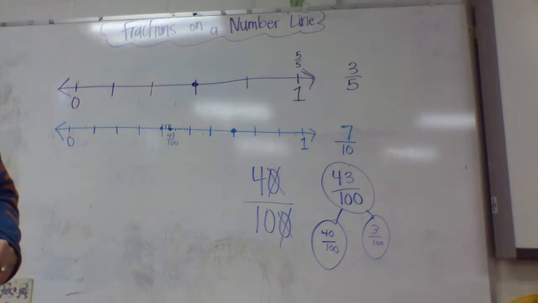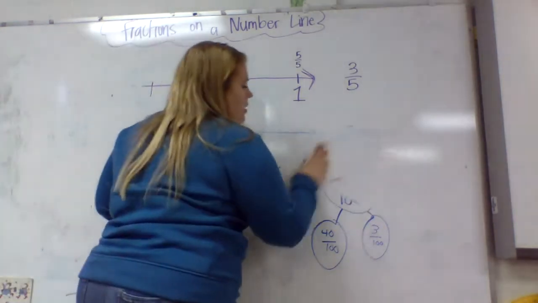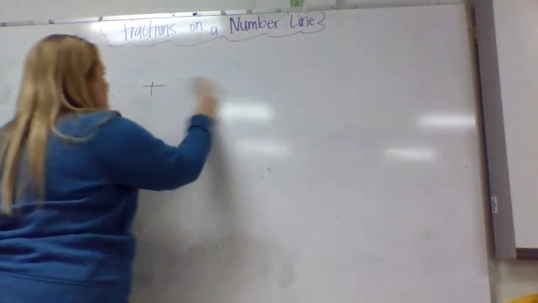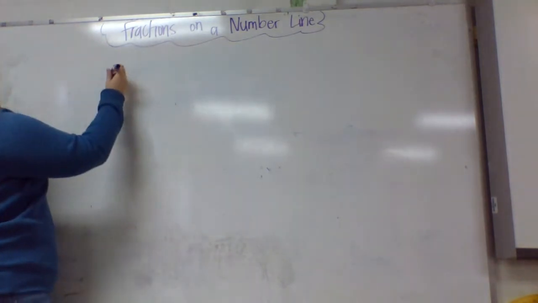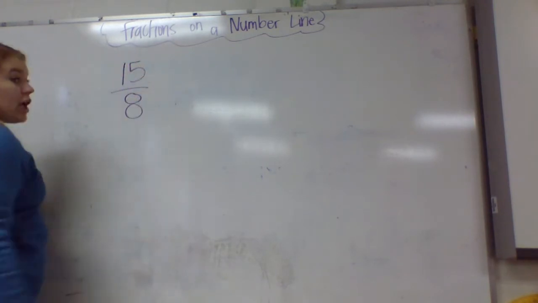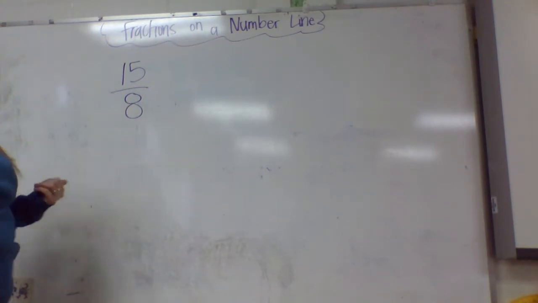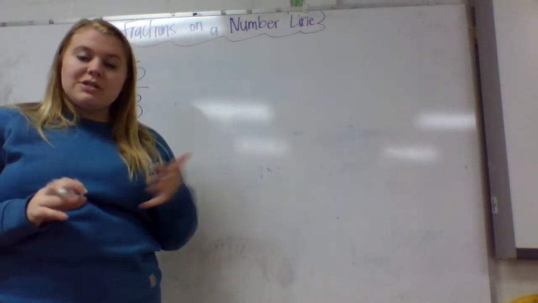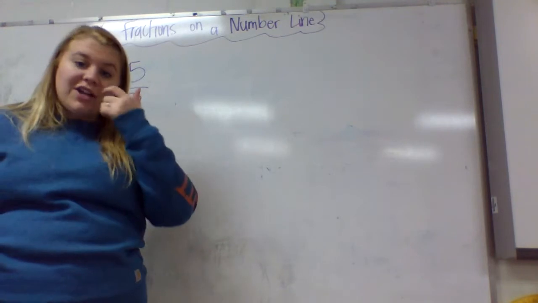Now, if you're working with improper fractions, it's a different ballgame. When we work with improper fractions, we know we're working with at least 1 whole. So if my fraction is 15/8, I know that it's improper because my numerator is larger than my denominator. So we're going to learn really quickly how to turn improper fractions into mixed numbers. A mixed number is something where you have a whole number and then a fraction piece. So that's what our improper fractions really are.